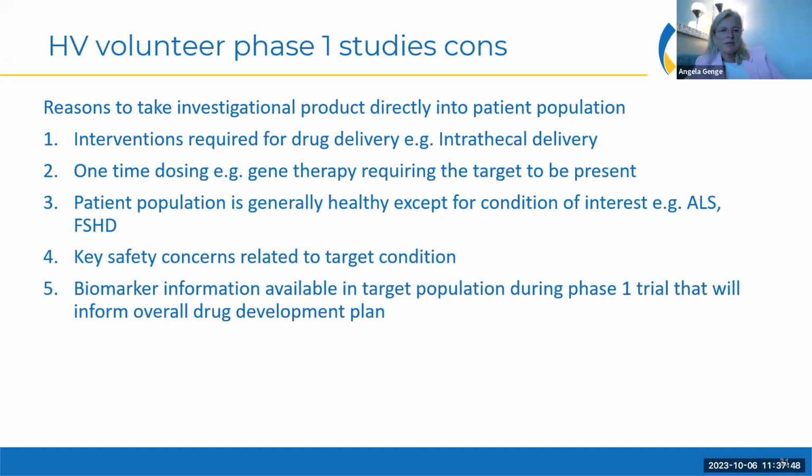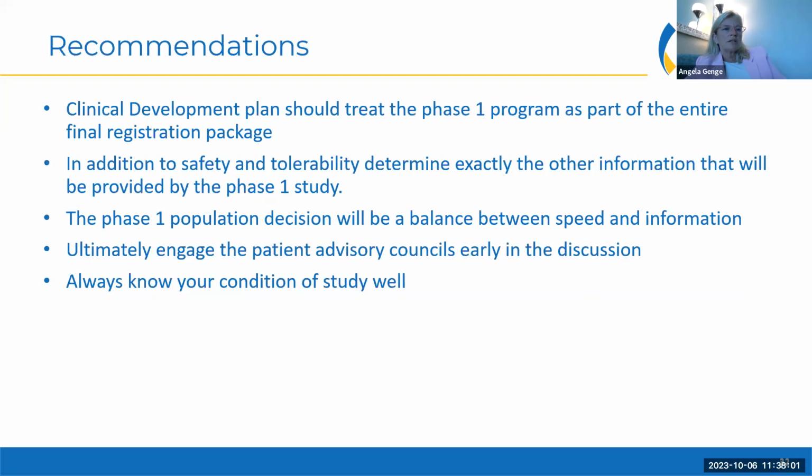The final main reason for a patient-based phase 1 study is really if there are safety concerns that are specific to the target condition, and inherent in the future planning is biomarker information that you can use as you move from phase 1 to phase 2. Next slide. So the recommendations really are as follows.